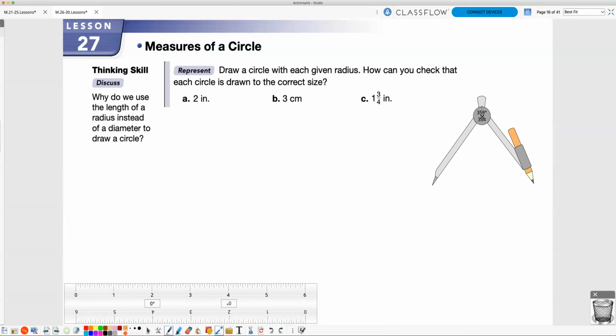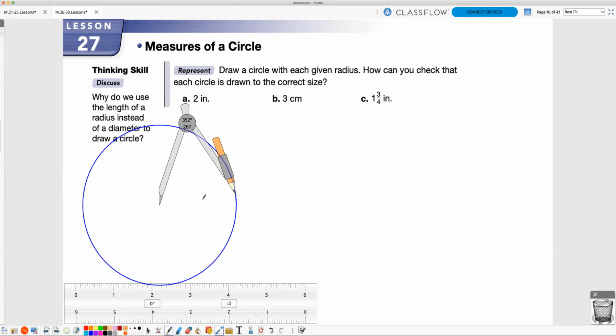So I'm gonna use my compass. I'm gonna put the needle at the 0, and I'm gonna move my pencil mark to the pencil distance to 2 inches. So I'm going to go to 2 inches. And once I'm at 2 inches, I can create my 2-inch radius circle. And it would look like this. That would be from this point to this point is 2 inches. So that's a 2-inch radius.